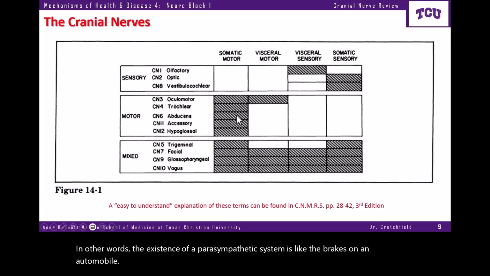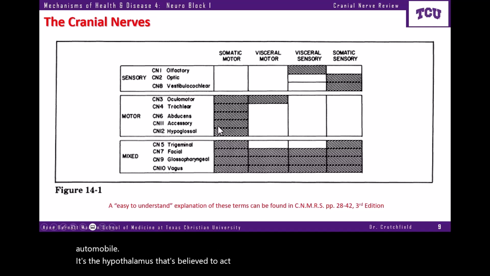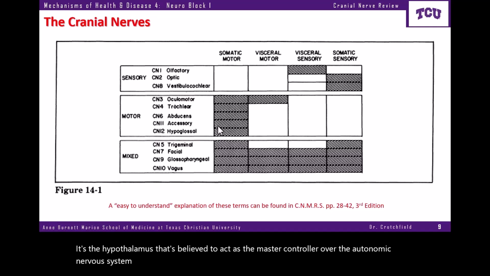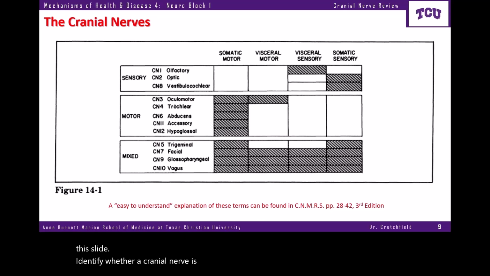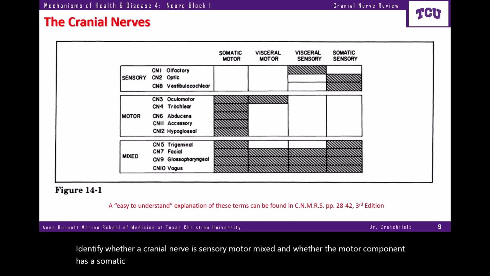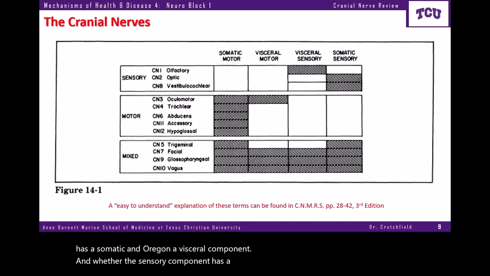It's the hypothalamus that's believed to act as the master controller over the autonomic nervous system, whereas the cerebrum controls the somatic motor system. Learning issue for this slide: identify whether a cranial nerve is sensory, motor, or mixed, and whether the motor component has a somatic and/or a visceral component, and whether the sensory component has a visceral and/or a somatic sensory component.